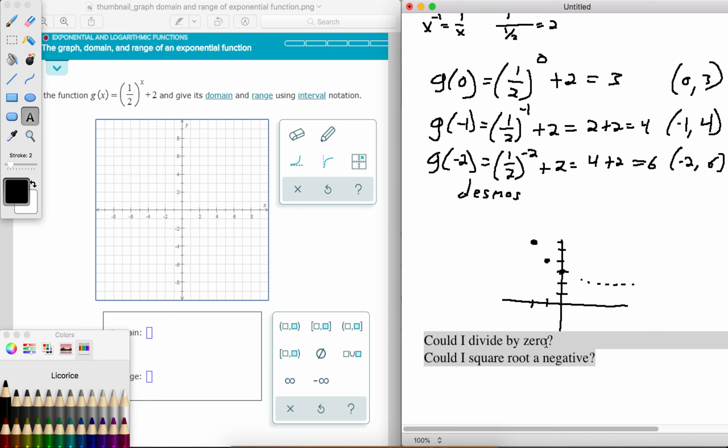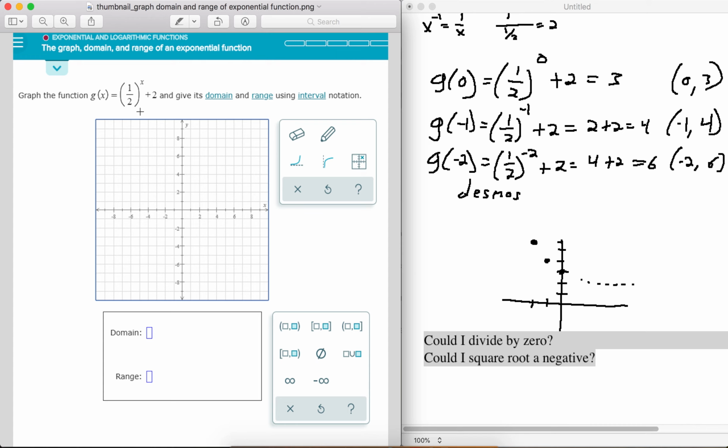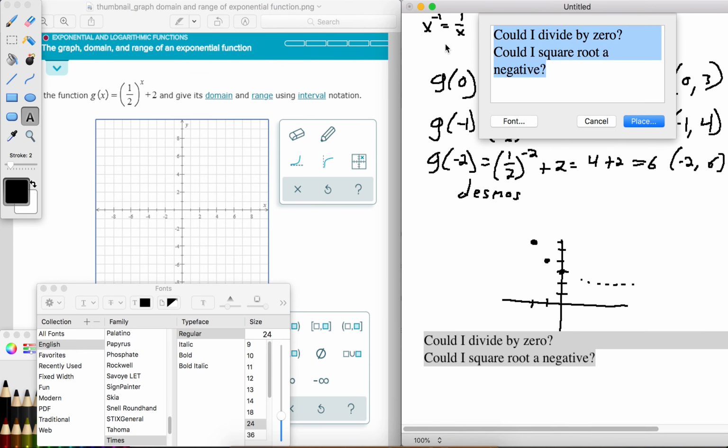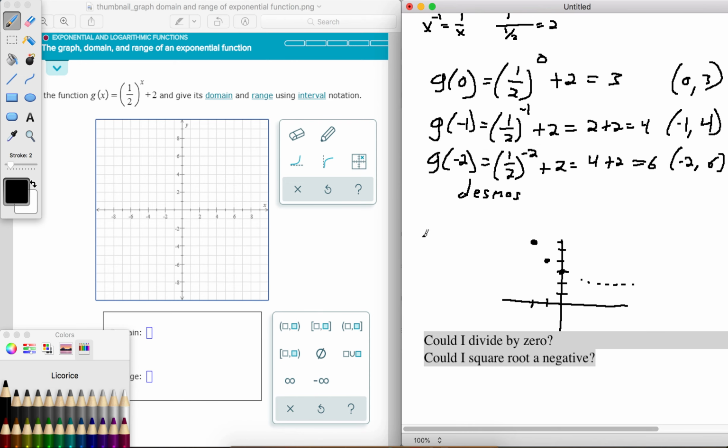I don't have to do any restriction on my domain. There's no square roots in this function, so I can't take the square root of a negative number. No problem there. The domain, when you type it in Alex, is negative infinity to positive infinity. And you can get that from the graph too. You want to type this in Desmos to take a look at the graph to convince yourself of this.